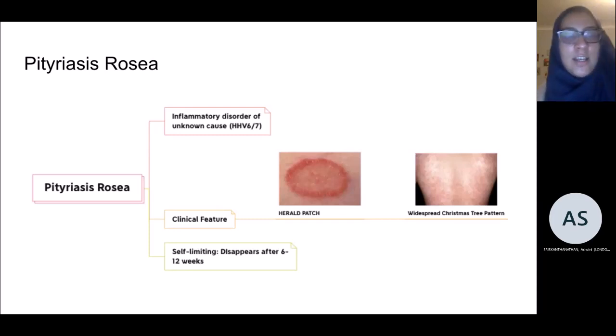So you'll get the herald patch first, this circular kind of lesion, and then a few days or weeks later you get this widespread rash in a Christmas tree pattern. This rash is completely self-limiting, so it will disappear on its own after a few weeks' time. If it's itching, you might want to consider giving topical steroids to reduce any inflammation, or oral antihistamines. But it should go away by itself.